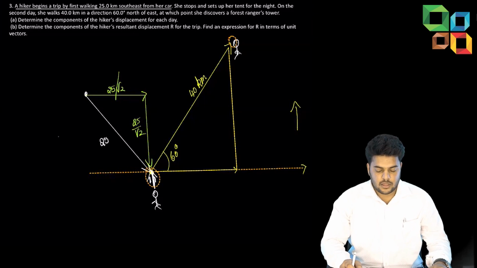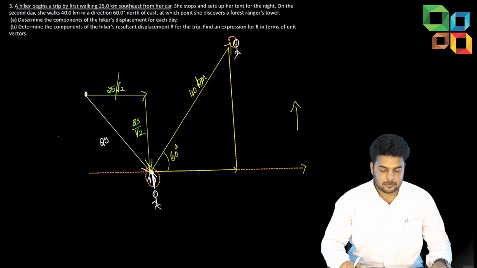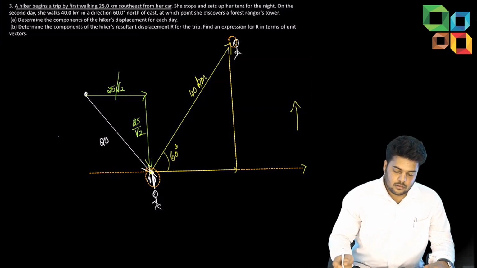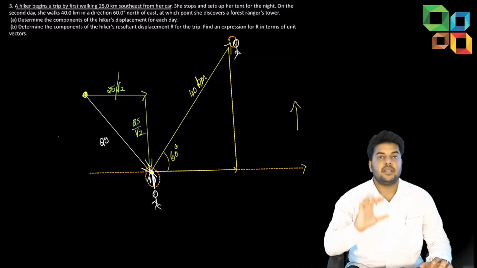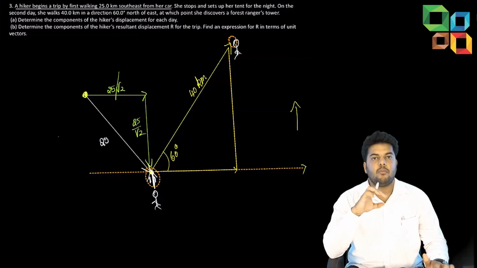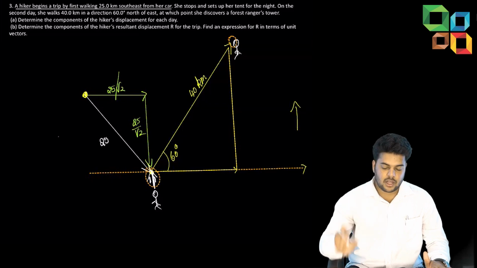Sir, I have a question. That time she went southeast, right? It goes down. You've written it towards the left, right? Yeah. So she was originally over here. I'm just doing the second day part. I'm just trying to find the components for the second day's displacement, not the total displacement. So the total displacement comes out later.